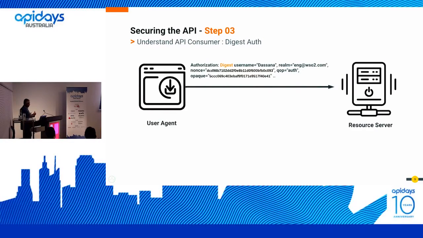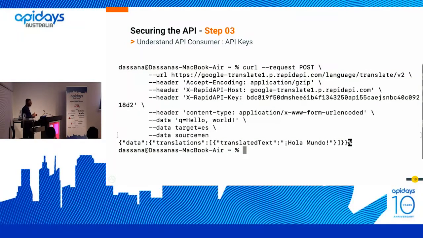Second is digest, which is a little bit of an improvement on basic authentication. Here we are hashing the identity-related information, and then it goes to the resource server. So we can choose this type of API security for your APIs as well. Now comes the API keys, right?